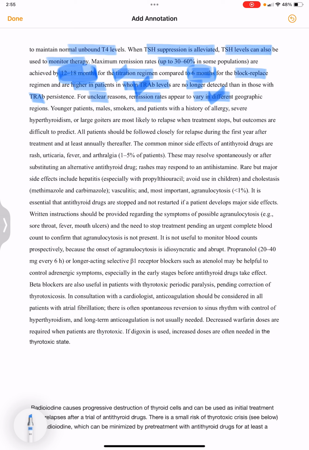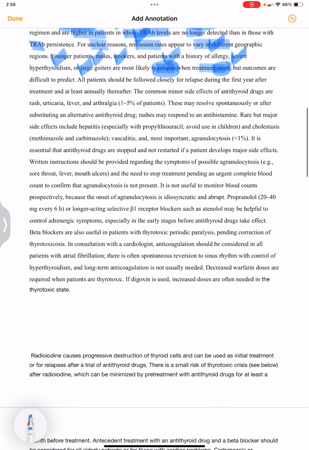Younger patients, males, smokers, patients with a history of allergy, severe hyperthyroidism or large goiter are most likely to relapse when treatment stops, but outcomes are difficult to predict. Supposing younger patients, male patients, smokers, patients with a history of allergy, severe hyperthyroidism, or large goiters, what will happen? They are more likely to relapse when treatment is stopped, but outcomes are difficult to predict.